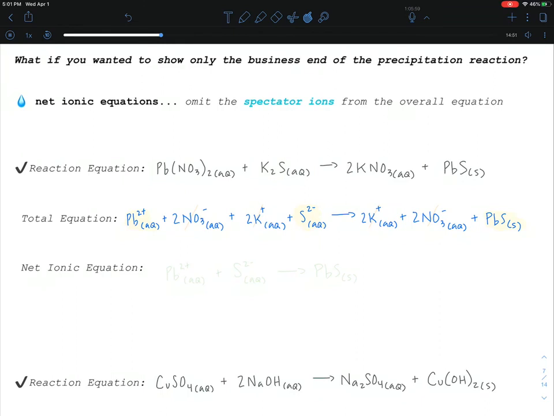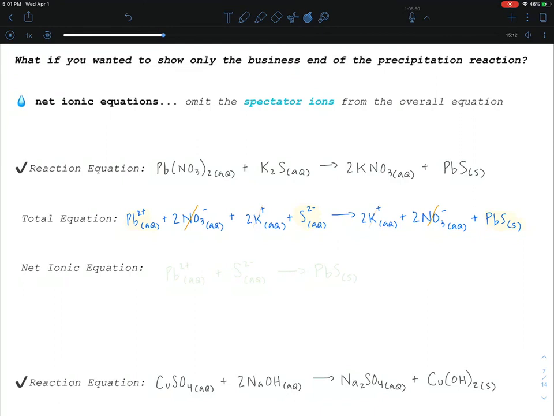The other thing I see is I've got 2 equivalents of the nitrate anion on the reactant side. And I look on the product side and I see 2 equivalents of the nitrate anion. So those are spectating, right? It's hanging out in solution on the left and it's hanging out in solution on the right. So we're going to cross those off. It is a spectator ion.